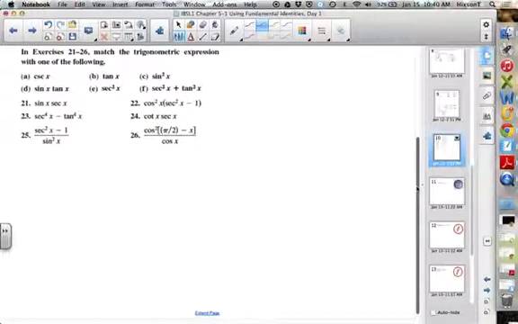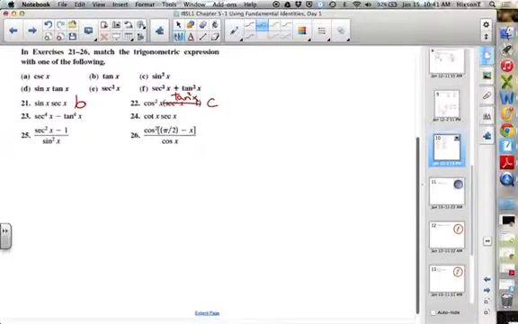Sine times secant is sine times 1 over cosine. So that is sine over cosine, which is tangent. Number 22, secant squared minus 1 equals tangent squared. It's 1 plus tangent squared equals secant squared, so if you subtract the 1 from both sides, this is tangent squared. Tangent squared is sine squared over cosine squared, so the cosine squareds will cancel. So that's just sine squared.